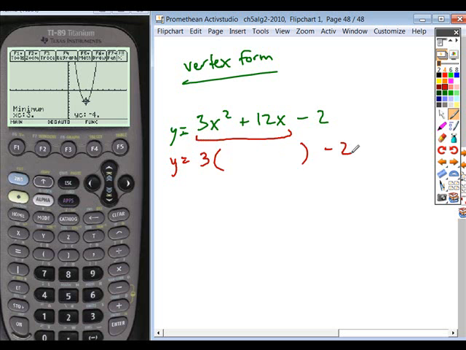Okay, so here's the part to complete the square. I'm going to factor out a 3 from the first term. That leaves me with an x squared. Factor out a 3 from this second term. When I remove a 3 from 12x, that leaves me with a 4x.